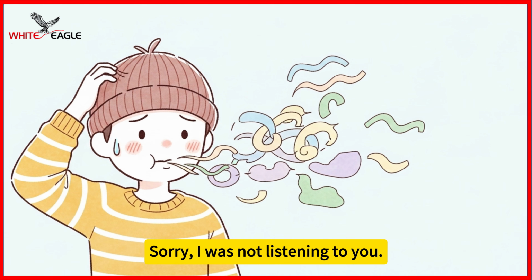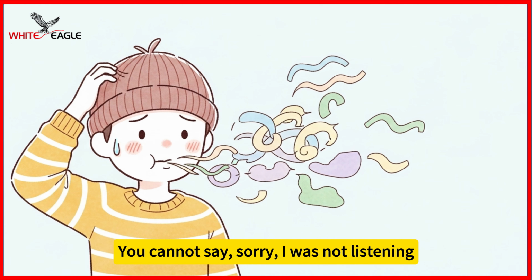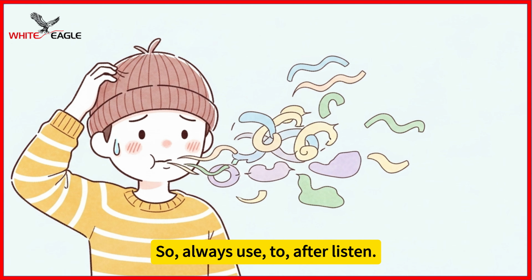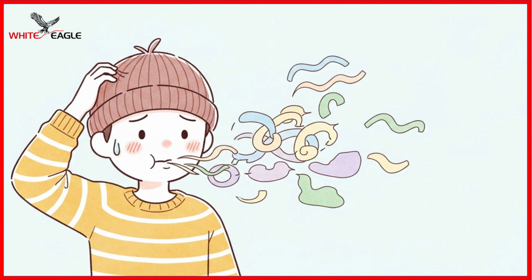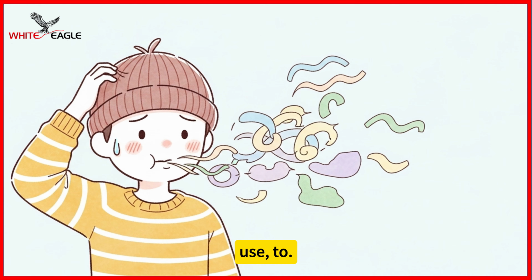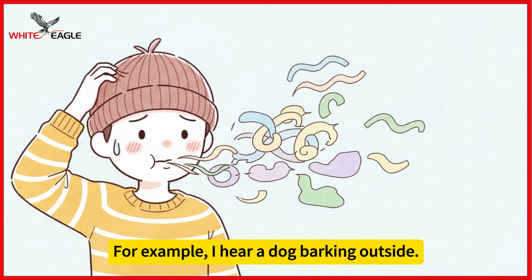Another example. Sorry, I was not listening to you. You cannot say, sorry, I was not listening you. So, always use to after listen. Listen to. But for the verb hear, we do not use to. We just hear something. We just hear someone. For example, I hear a dog barking outside.